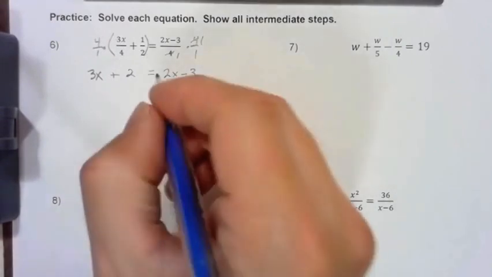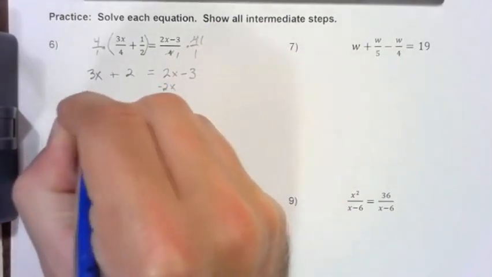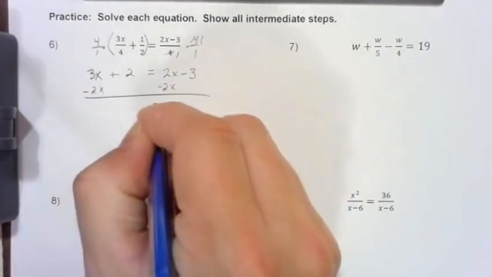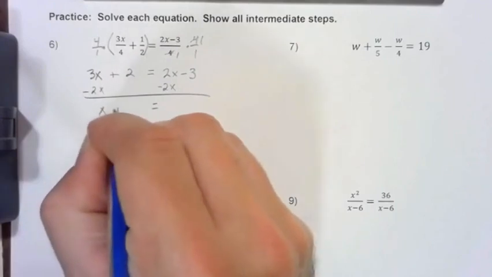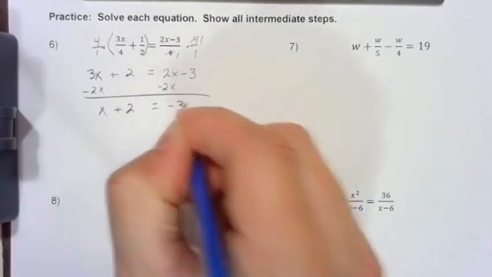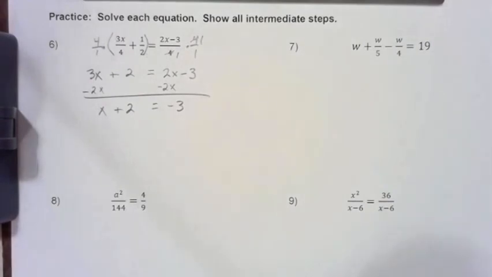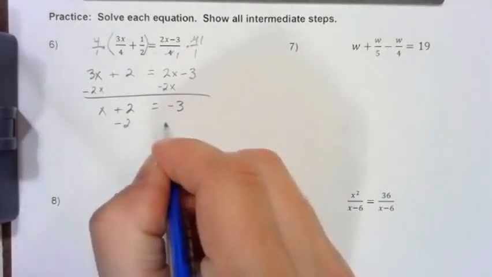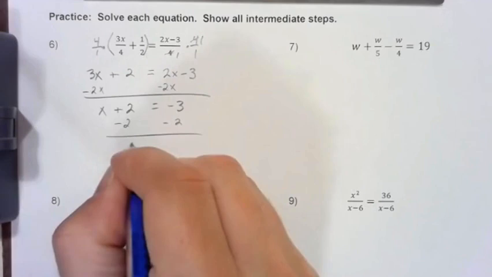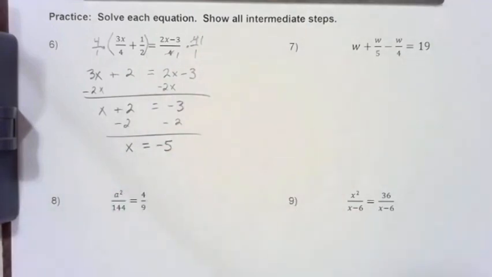Let's get the variables on one side. I'll subtract 2x from each side. That means on the left I have 1x plus 2 equal to negative 3 on the right-hand side. And then to isolate x, I just have to subtract 2. When I do that, x has a value of negative 5.